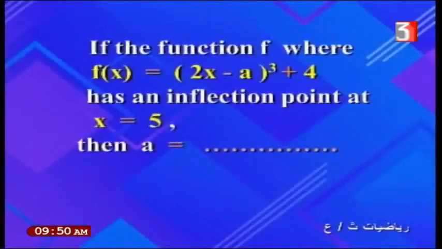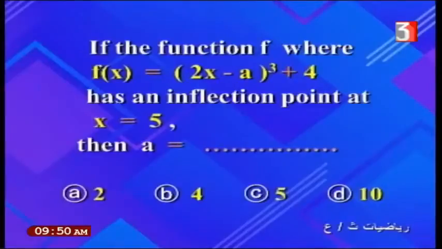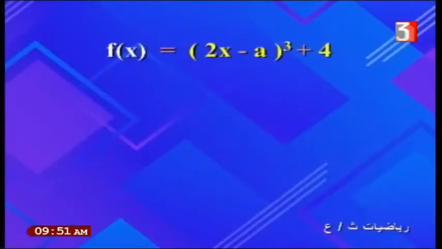Another example: if the function f, where f of x equals (2x minus a) all power 3 plus 4, has an inflection point at x equals 5, then a equals 2, or 4, or 5, or 10. Now we have a function f of x equals (2x minus a) all power 3 plus 4, and a is a constant, a known value of a constant.